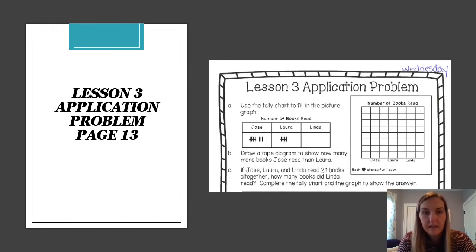Part A, use the tally chart to fill in the picture graph for the number of books Jose read and Laura read. B, draw a tape diagram to show how many more books Jose read than Laura. C, if Jose, Laura, and Linda read 21 books altogether, how many books did Linda read? So you will need to fill in tally marks for how many Linda read, and then you'll be filling in the picture graph using circles to represent the number of books each person read.